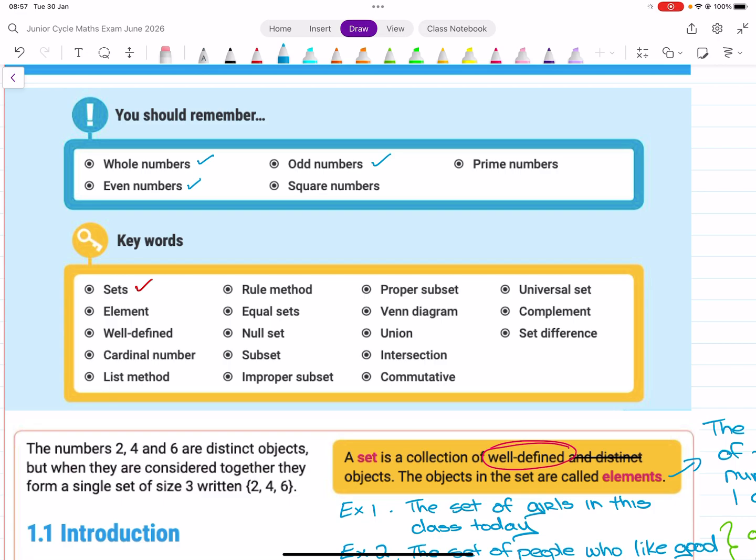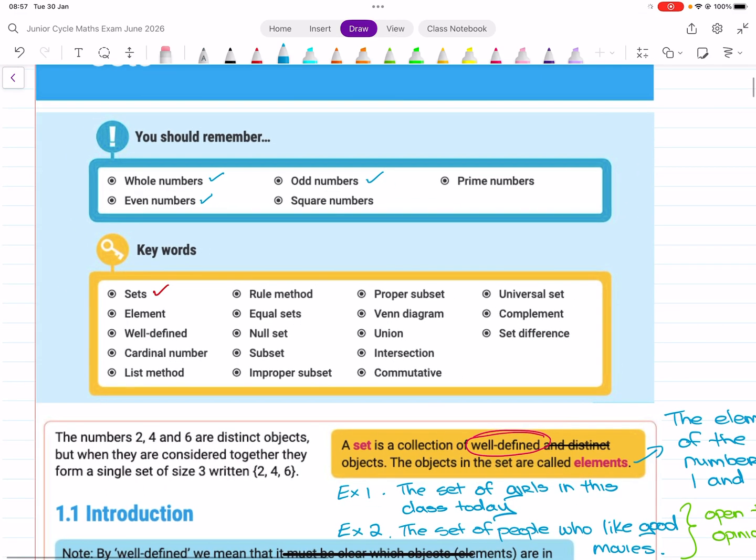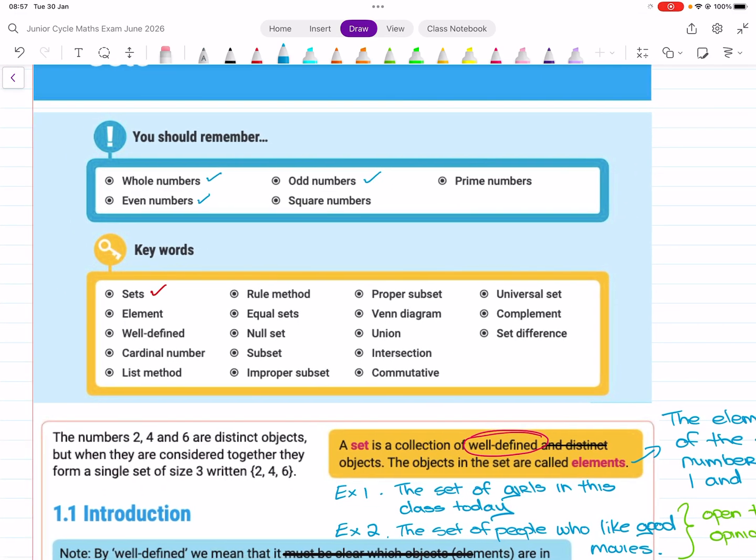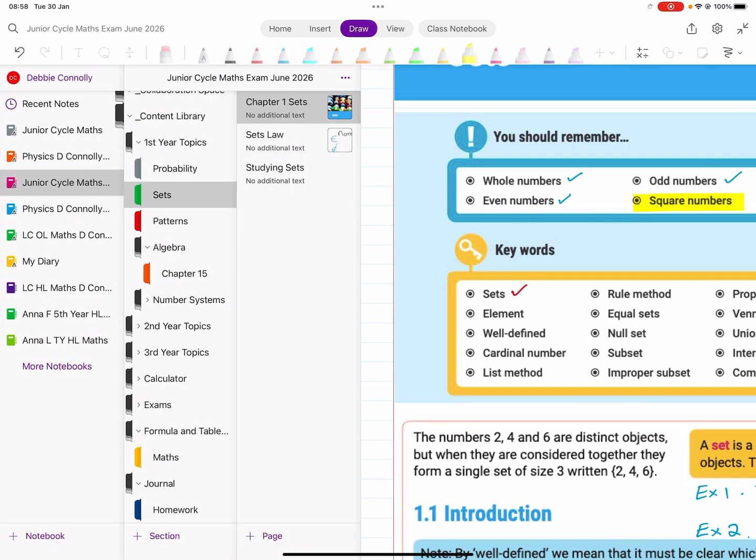Now, I come to square number and I'm like, I don't really remember what a square number is. So, you can Google it. You can look back through different chapters and see can you find it. It's probably quicker to Google it. So I wasn't sure about this, so what I'm going to do is bring it into my notes.